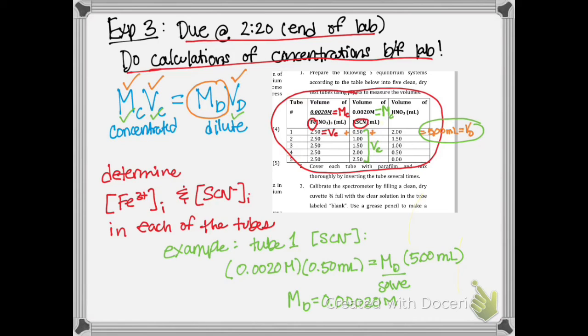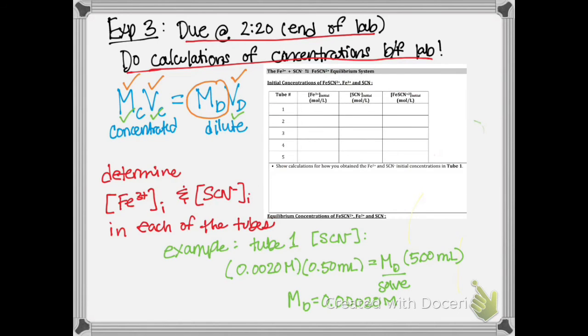So that value, we calculated before lab, and we can fill that in our data table 1 in our lab notebook, which we'll then copy into our lab report form. So for tube 1, we just figured thiocyanate is 0.00020 molar. We can figure out the concentrations of all the others, irons and thiocyanates, using our equation that we just did. So you're going to do this for iron 3+ for each of those test tubes and for the thiocyanate for each of those 5 test tubes. So you have 4 more calculations to do.